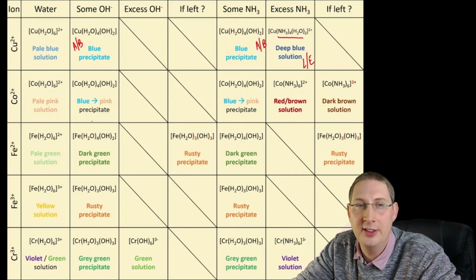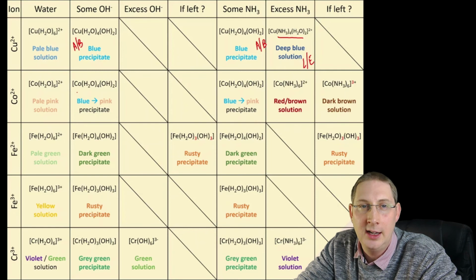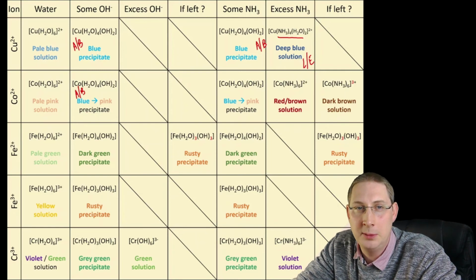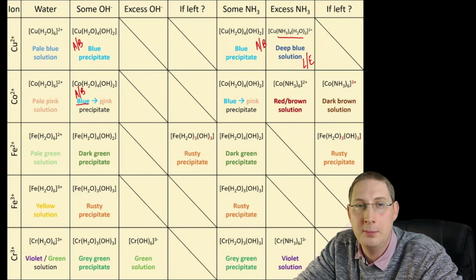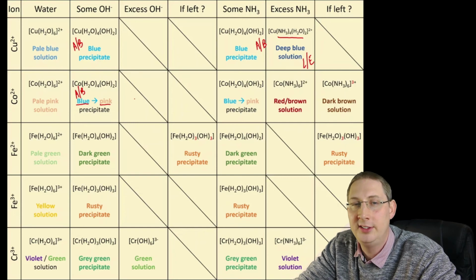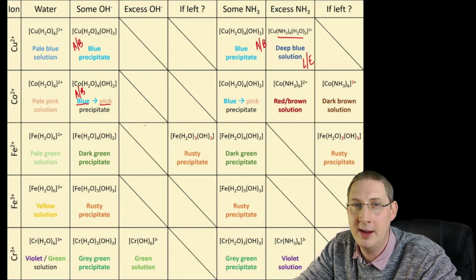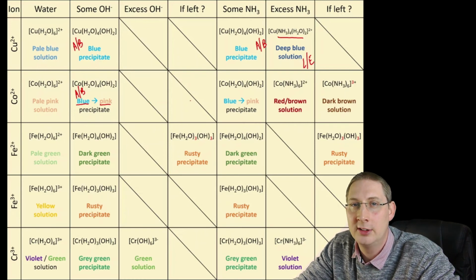Cobalt, the one we looked at the start, pale pink solution, very similar with hydroxide. It's acid base, you form a blue precipitate that does turn pink. This is just a rearrangement, you don't need to worry about that. Just like copper, nothing happens with excess OH, nothing happens if you leave it.